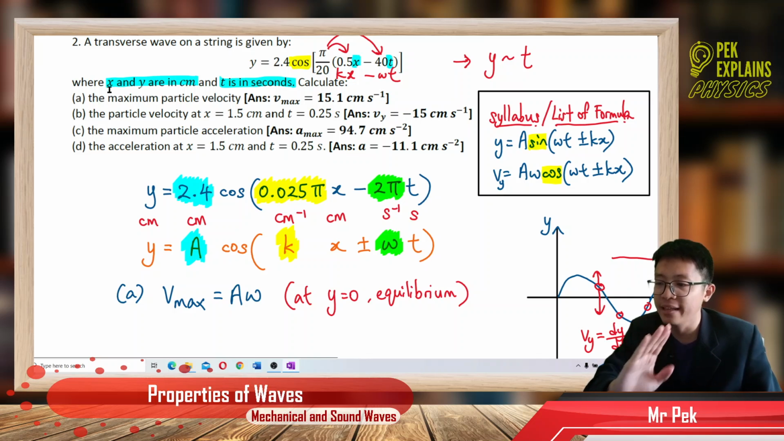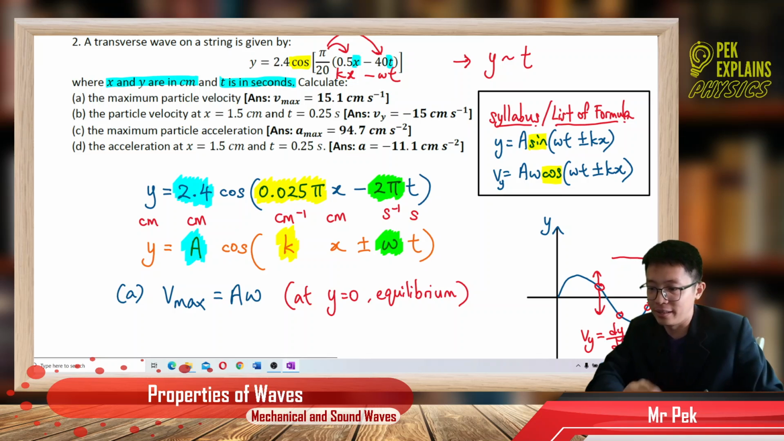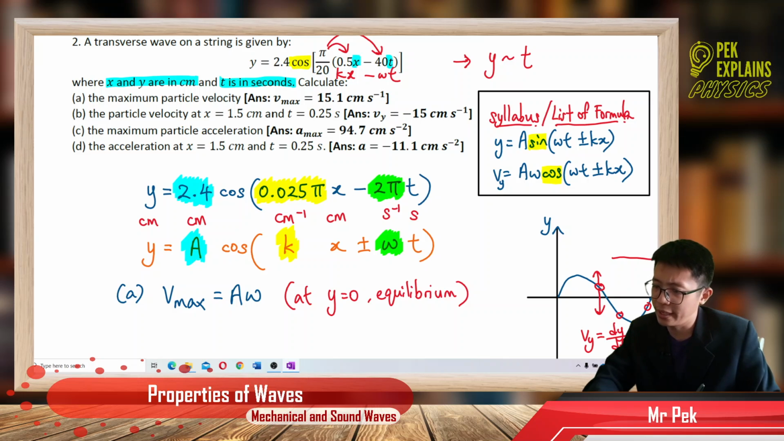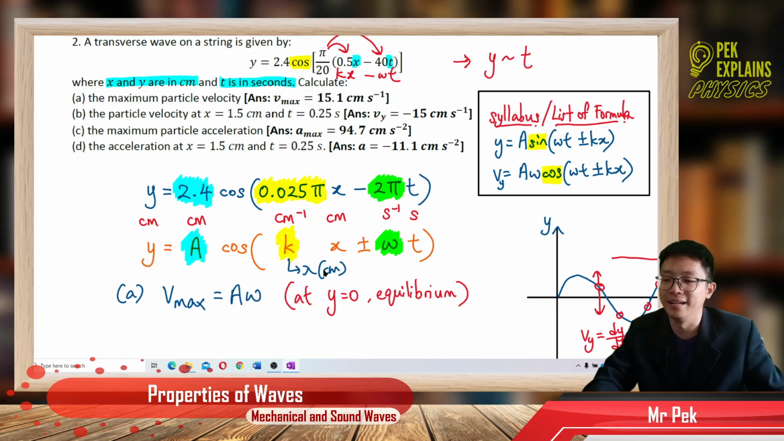And then he also says x in centimeter. That means the wave number is per centimeter. Later on, from the wave number you can get lambda, isn't it? Because k is 2 pi over lambda. So if x is centimeter, k is per centimeter. That means your lambda is also in centimeter. Okay?